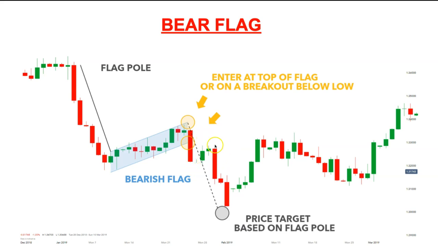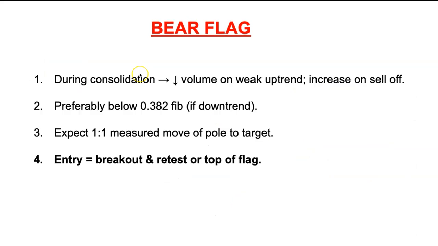The measured move of the profit target here is roughly equal to the distance of the flagpole between the top of the channel here to here. The main key points about a bear flag to consider is that often during the consolidation, there's usually a decreased volume on a weak uptrend, and this increases on the sell-off.